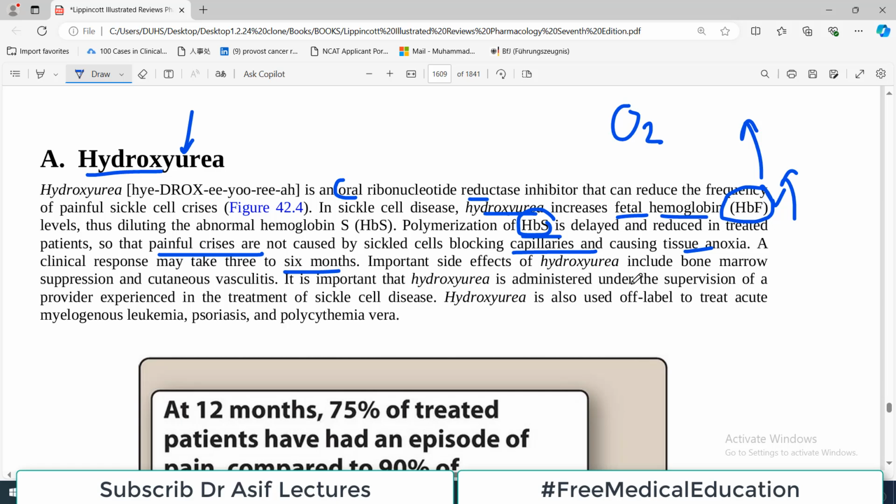Important side effects of hydroxyurea include bone marrow suppression and cutaneous vasculitis. These are very two important. Boards में ये बहुत ज़्यादा पूछते हैं, चाहे वो step 1 हो या आपके undergrad examinations हो, the side effects of drugs and hydroxyurea as well. It is important that hydroxyurea is administered under supervision of a provider experienced in the treatment of sickle cell disease, because these patients sometimes have immediate vasculitis reaction, and bone marrow suppression obviously is a serious phenomenon, because when we talk about bone marrow suppression, there will be anemia, there will be neutropenia, there will be platelet deficiency. All these are problematic stuff.